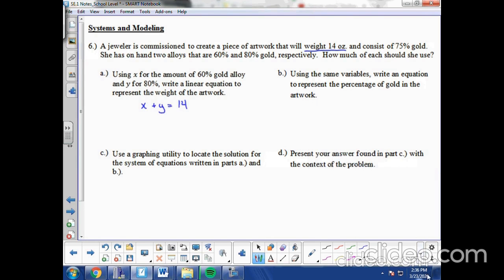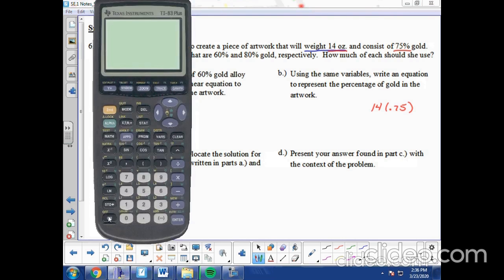Well, this is a little bit more complicated. What we have to take into account here is both weight and percent. So at the end, this should be 14 ounces and it should be 75% gold. So 14 ounces times 0.75, remember we have to convert percents to a decimal. This is the weight of just gold at the end. So 14 times 0.75, there would have to be 10.5 total ounces of pure gold at the end.